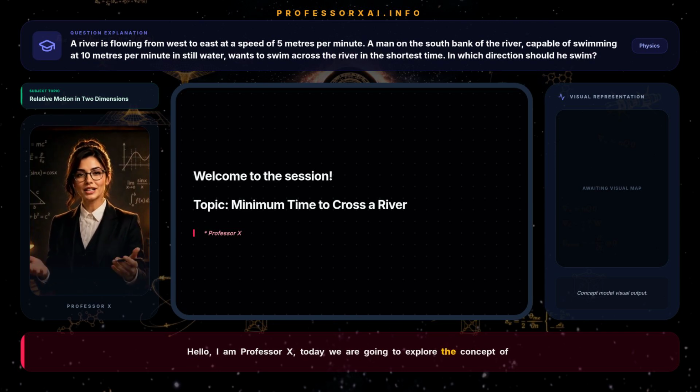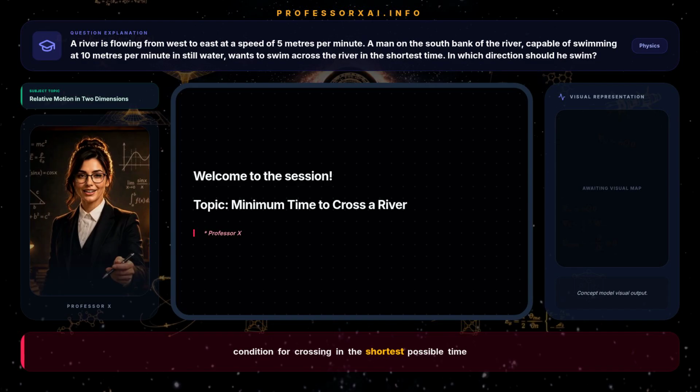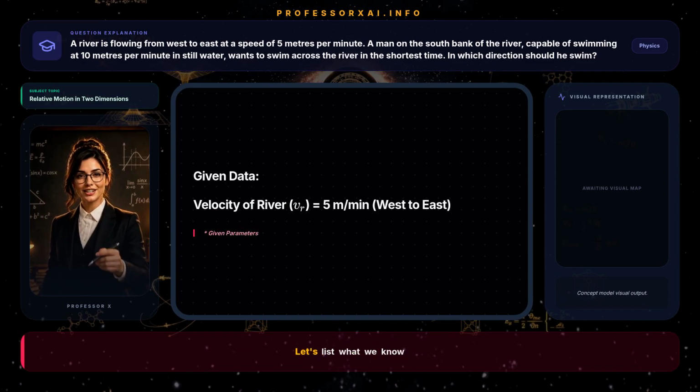Today we are going to explore the concept of relative velocity in a river-man problem, specifically focusing on the condition for crossing in the shortest possible time. Ready to dive in? Let's list what we know.